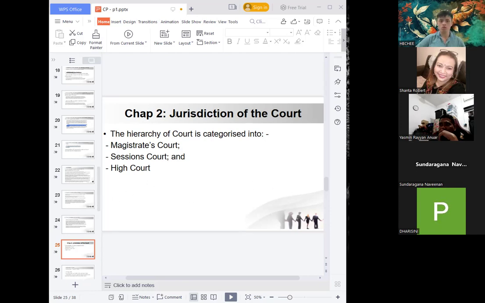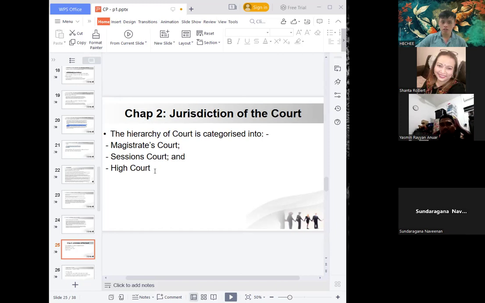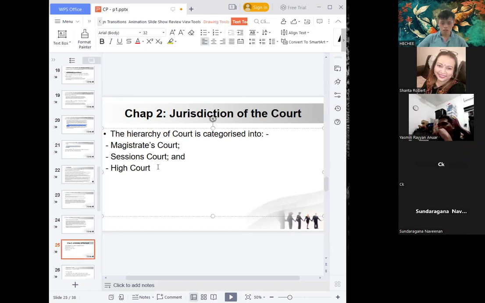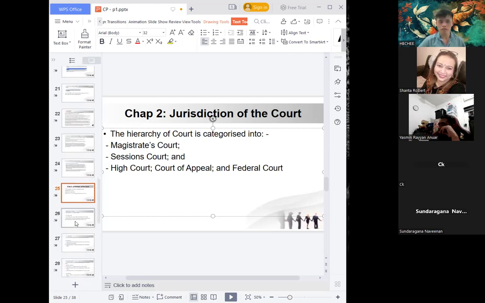Okay, now it comes to jurisdiction of the court. In Malaysia, the hierarchy of the court is categorized into magistrate court, the lowest court in Malaysia. Then second one will be the sessions court and high court, and also the appellate court like court of appeal and federal court. And each court has their own jurisdiction governing the civil matters.